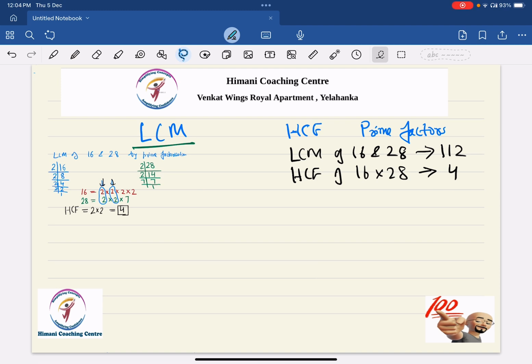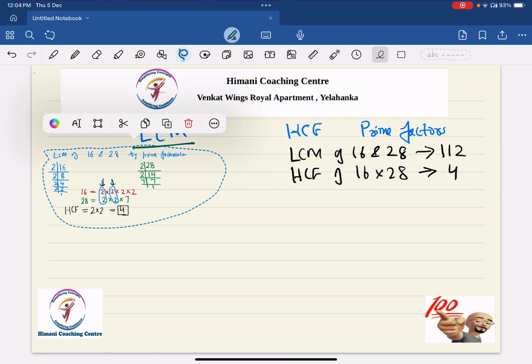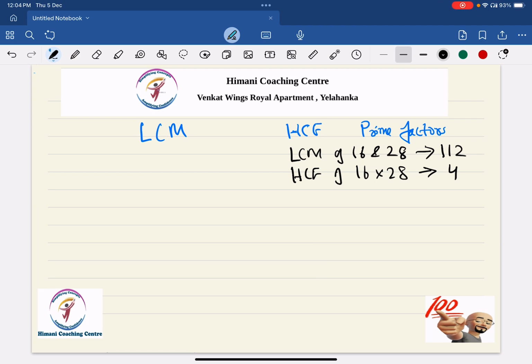Okay, before we go to the next concept, I want you to find the LCM and HCF of two numbers first, and then we will see for more than two numbers also. So let us find the LCM and HCF of 25 and 45. So kids, if you are watching the video, pause the video here, try doing it yourself, and once you are done, come back to the video because I am solving it.